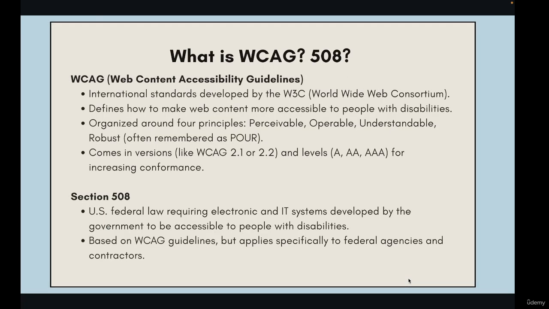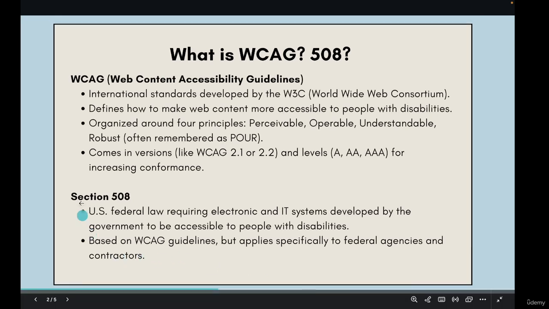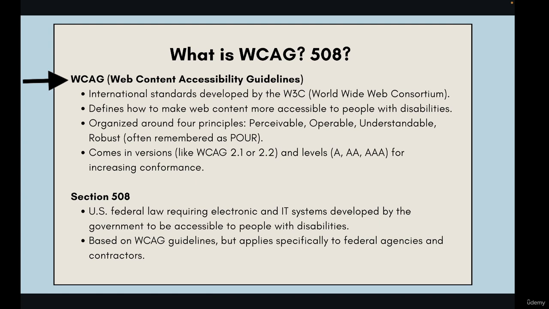So what is WCAG and 508? Whenever you hear about accessibility, you're going to hear these terms. WCAG is Web Content Accessibility Guidelines. It is the international standard developed by the W3C, World Wide Web Consortium. It defines how to make web content more accessible to people with disabilities. It's organized around 4 principles, called the POUR principles. P for perceivable, O operable, U understandable, and R stands for robust.